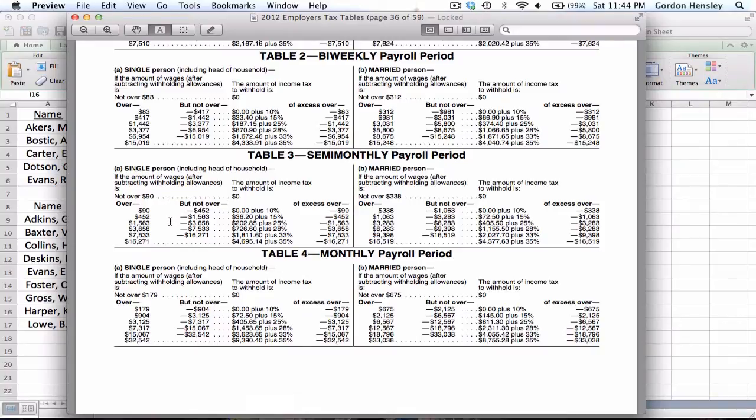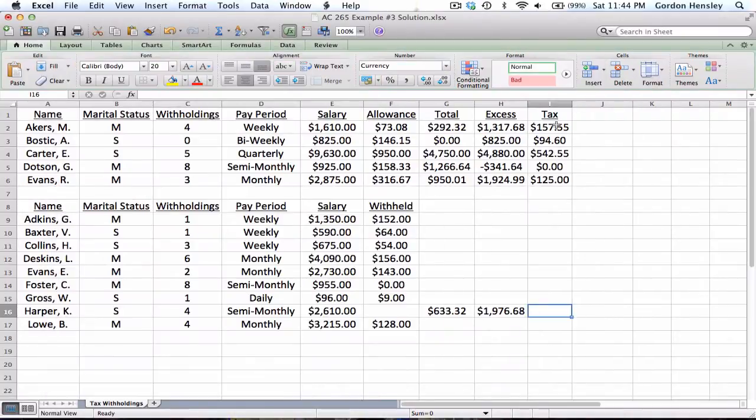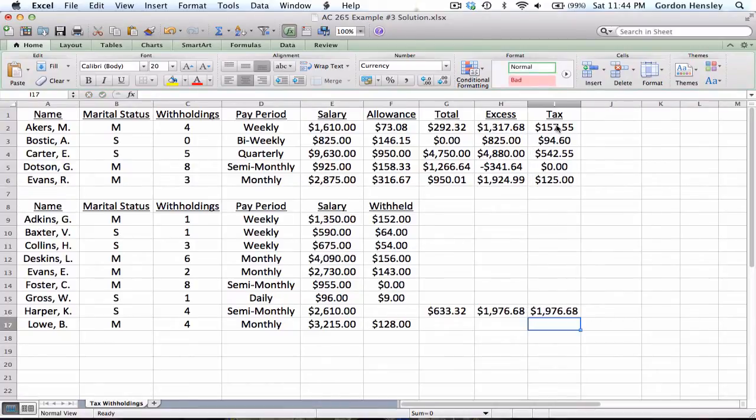So under semi-monthly single, I'm looking for $1,976.68. If I follow that across, that's in between $1,564 and $3,658. That's the interval. So it's $202.85 and 25% of the amount over $1,563. So I'll say $1,976.68, from that I want to deduct $1,563. That gives me the excess.